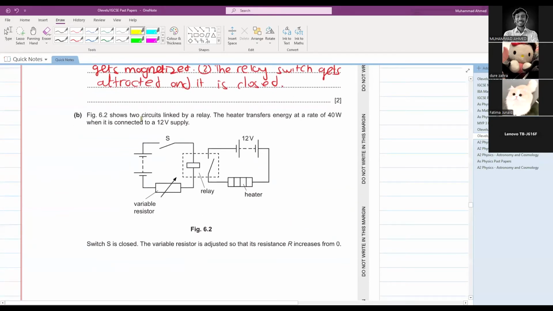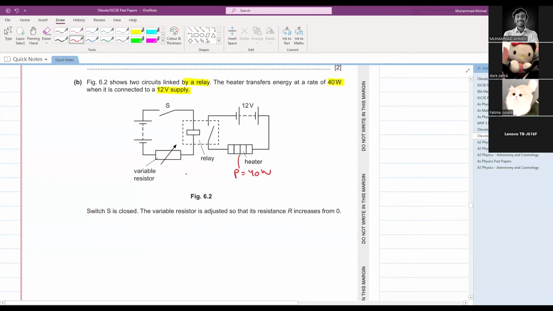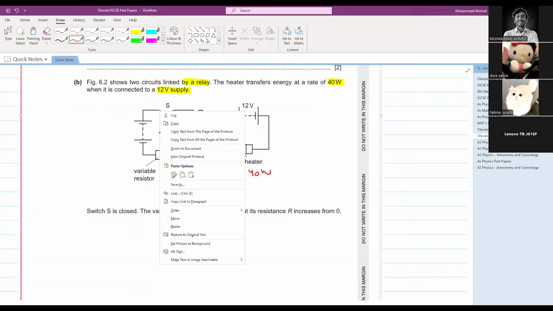Figure 6.2 shows two circuits linked by a relay. So these are two circuits linked by a relay. The heater transfers energy at a rate of 40 watts when it is connected to a 12 volt power supply. Perfect. So the heater has a power of what? 40 watts. What is the battery supply? 12 volts. Perfect. Switch S is closed. So this switch is closed.